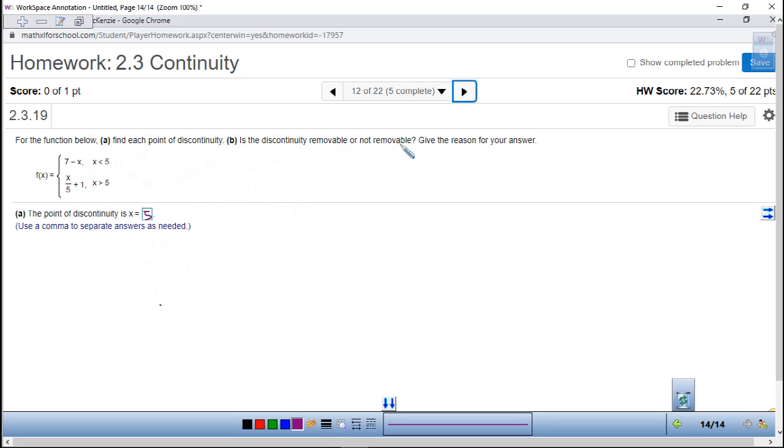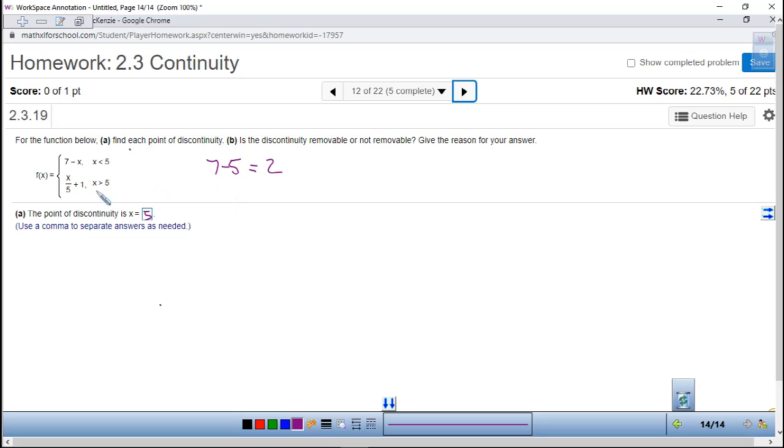Is the discontinuity removable or non-removable? That's where you've got to come in and do some math. You literally have to go in and plug in the 5 here. So that equals 2. What did I just find when I did that? I found what this part of the function is approaching as x gets closer and closer and closer to 5. So as you get closer and closer to 5 from the left side, that y value is going to approach 2.